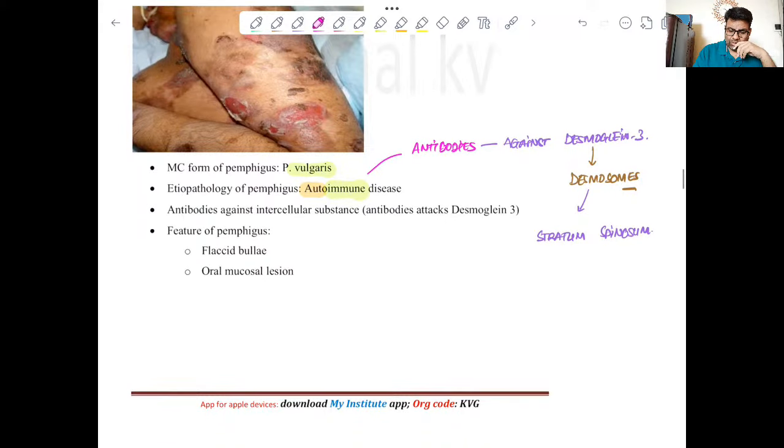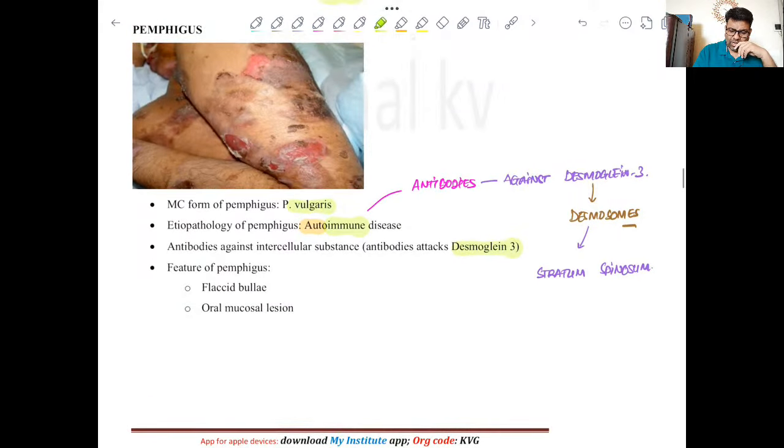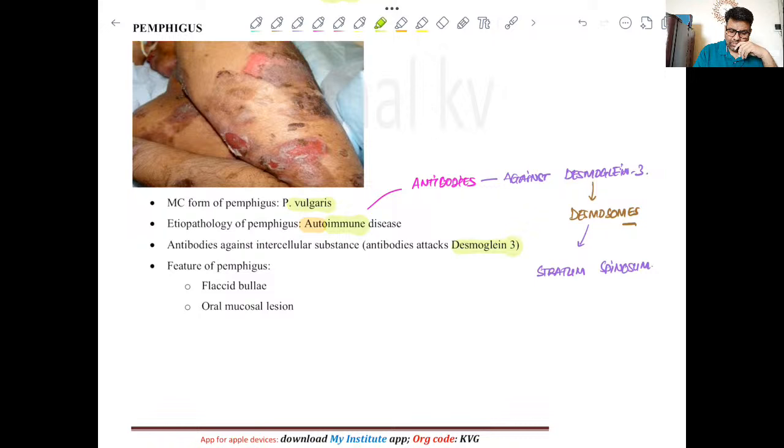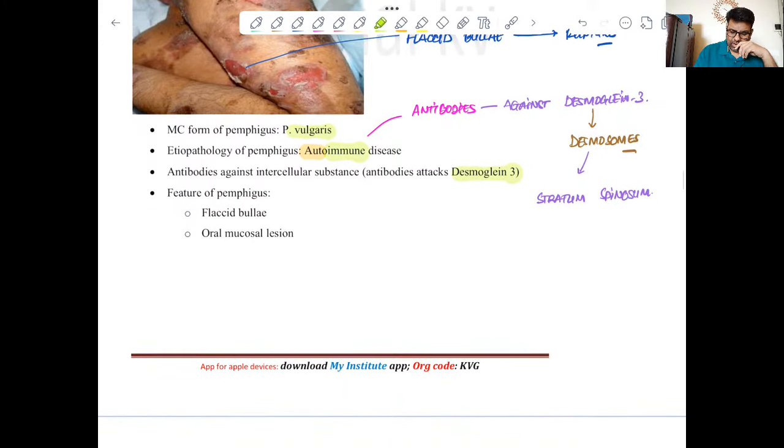Clear? So there are antibodies against desmoglein 3, and clinically we'll see that the bullae are flaccid, right? So flaccid bullae are there, and they rupture at times. Flaccid bullae rupture easily, and you can see the denuded skin. Apart from this, there are oral mucosal lesions as well.